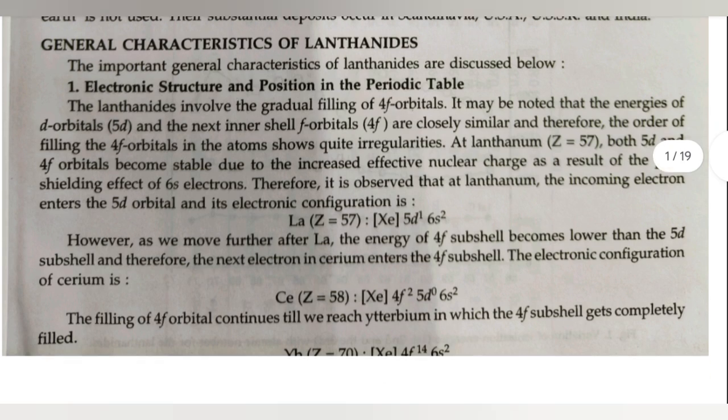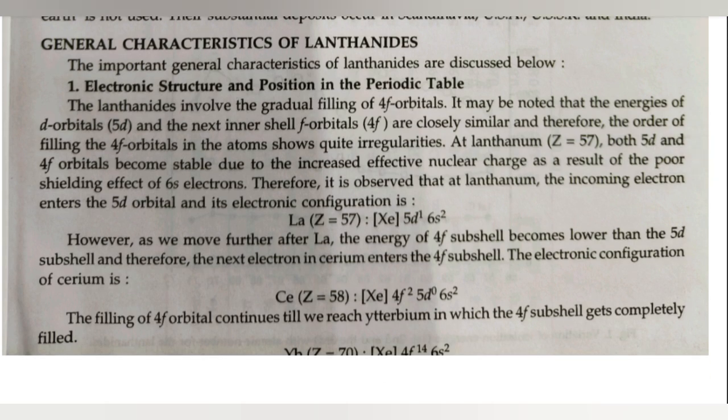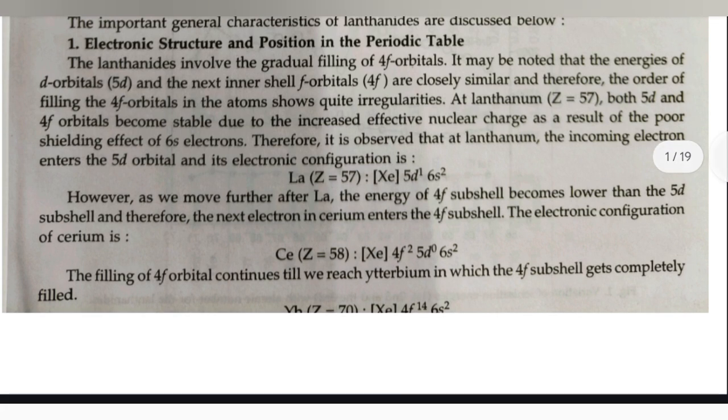General characteristics of lanthanides. The important general characteristics of lanthanides are discussed below. First, electronic structure and position in the periodic table. The lanthanides involve the gradual filling of the 4f orbital. It may be noted that the energies of the 5d orbital and the next inner shell f orbital, 4f, are closely similar, and therefore the order of filling the 4f orbital in the atoms shows quite irregularities.